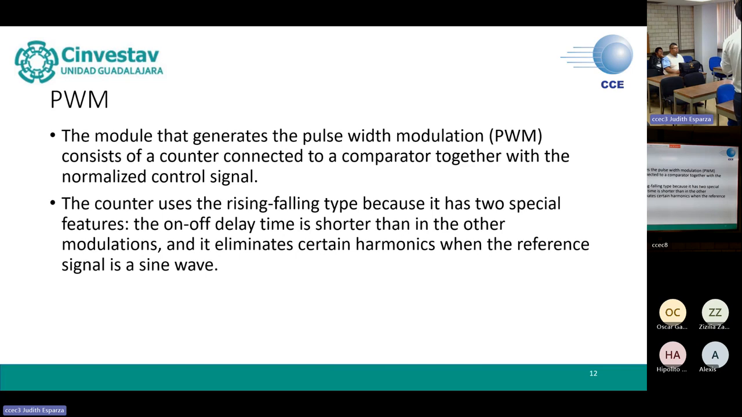The PWM, the module that generates pulse modulation, consists of a counter connected to a comparator, together with a normalized control signal. The counter uses a rising-falling type because it has two special features. The on-off delay time is shorter than the other modulation, and it eliminates certain harmonics when the reference signal is a sine wave.